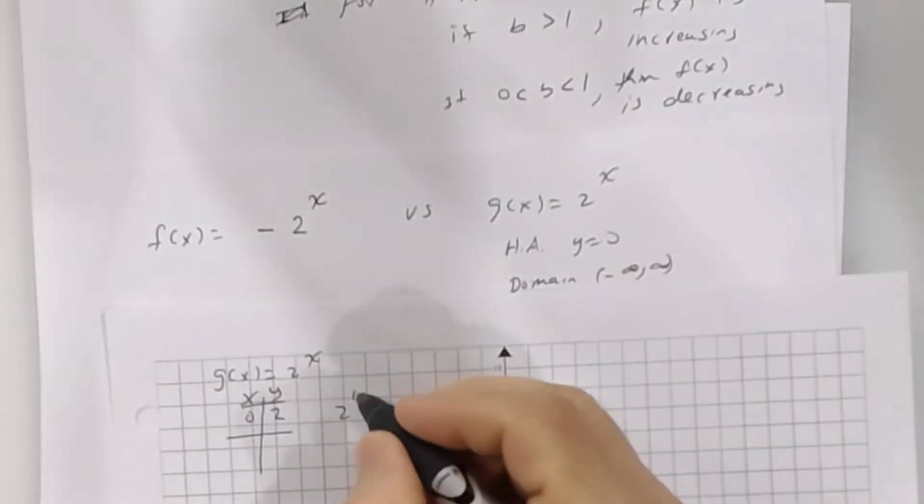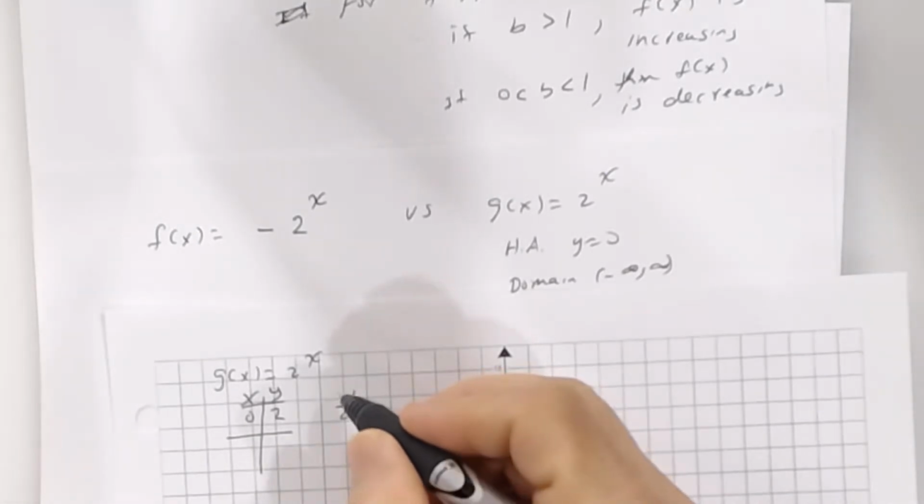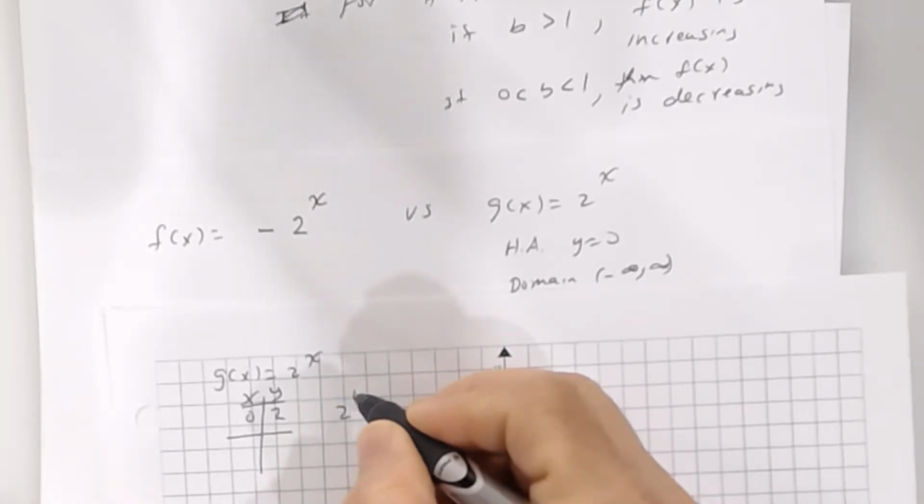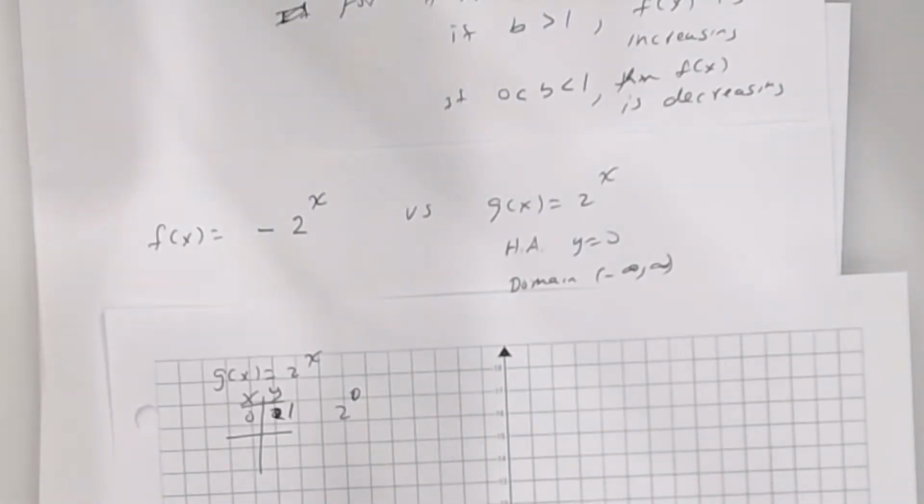Oh, I'm sorry. I said 2 to the first, right. That's what you're getting? Yeah, I'm not sure why I put 2 to the first. I have no idea. That should be 2 to what? 0, which is 1. Thank you. So 0, 1 is here.